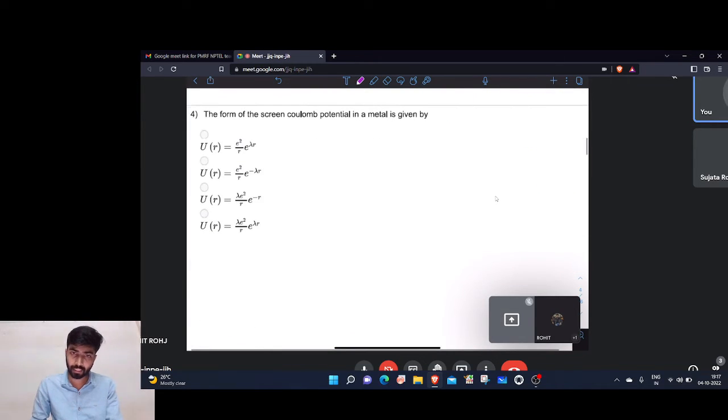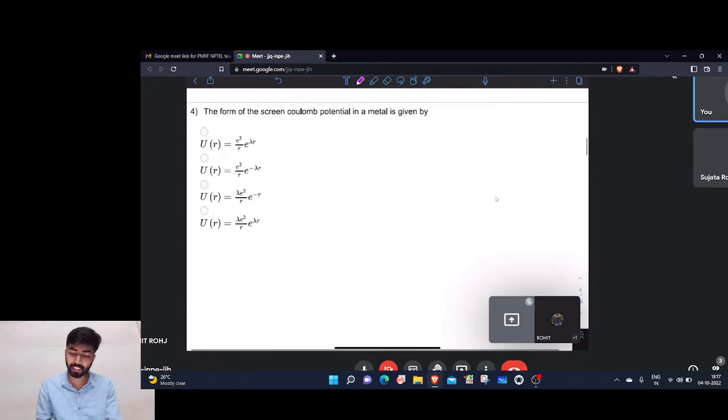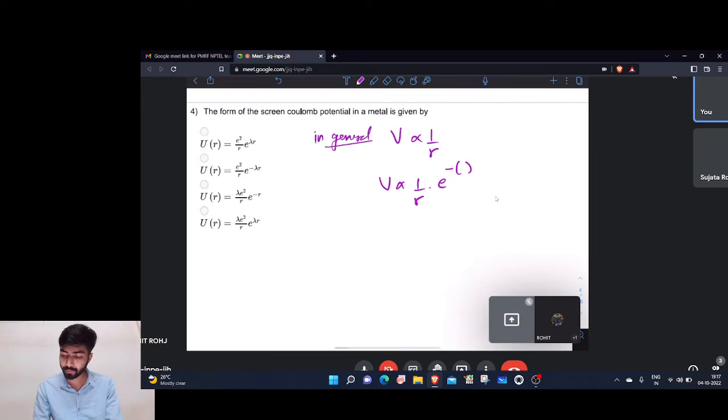The next question is, the form of the screened Coulomb potential in a metal is given by. Now in general, this Coulomb potential varies inversely with R. But in the case of metals, due to Thomas-Fermi screening, there is an additional term that decays this potential, and that additional term is an exponential term. So the potential varies as 1 by R, and also there is an exponential term, let's say with constant lambda.